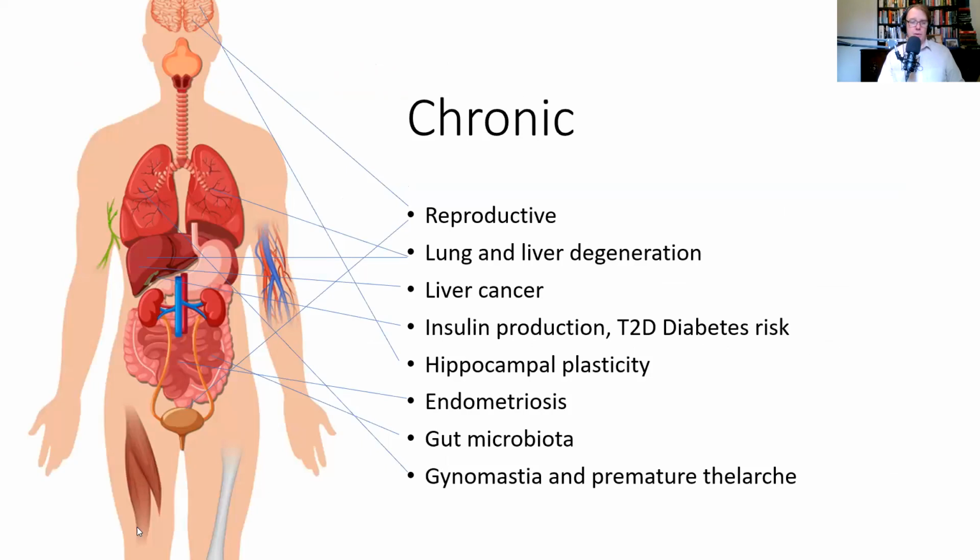So when we think about the effects of chronic exposure during development, during toddlerhood, during childhood, young adult, and adult, we need our endocrine system throughout our lives, right? So endocrine disrupting chemicals are linked to reproductive problems, lung and liver degeneration, liver cancer, insulin production problems, as we've seen, type 2 diabetes risk, and problems with hippocampal plasticity in the brain. The hippocampus is actually important for memory, long-term memory. Also endometriosis, gut microbiota changes, gynecomastia in males, and premature puberty, premature secondary sexual characteristics in females.